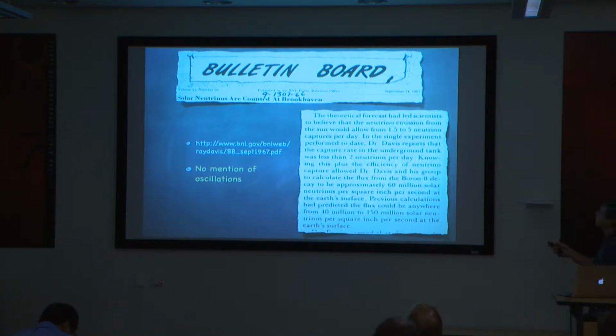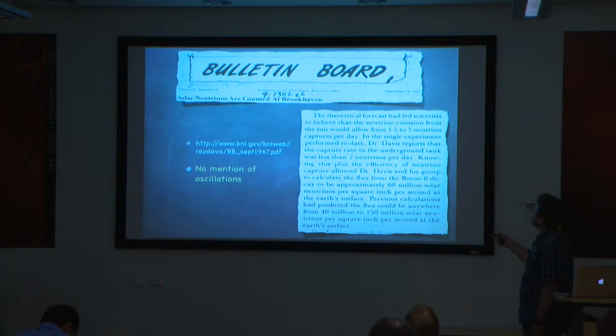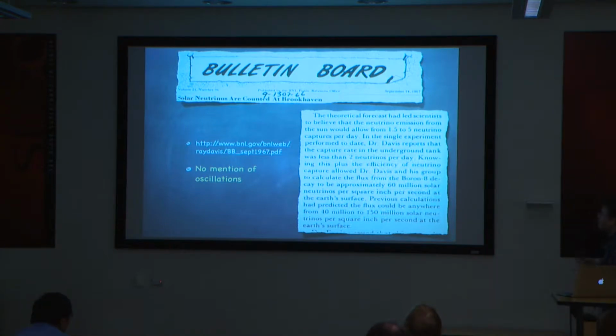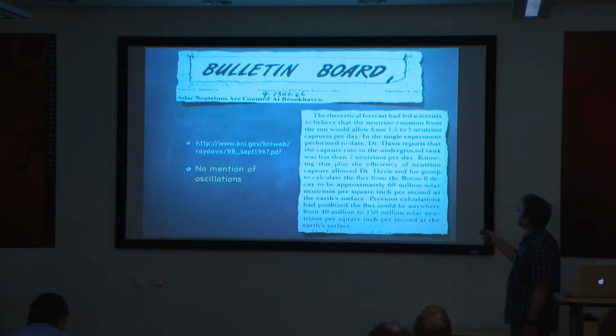So what they said is that the theoretical forecast had led scientists to believe that the neutrino emission from the sun would allow 1.5 to 5 neutrino captures per day. Notice that there is a huge error bar. It wasn't like that in the original papers, but they had to sort of make them bigger. Dr. Davis reports that the capture rate in the underground tank was less than 2 neutrinos per day. Knowing this, plus the efficiency of the neutrino capture, allowed Dr.